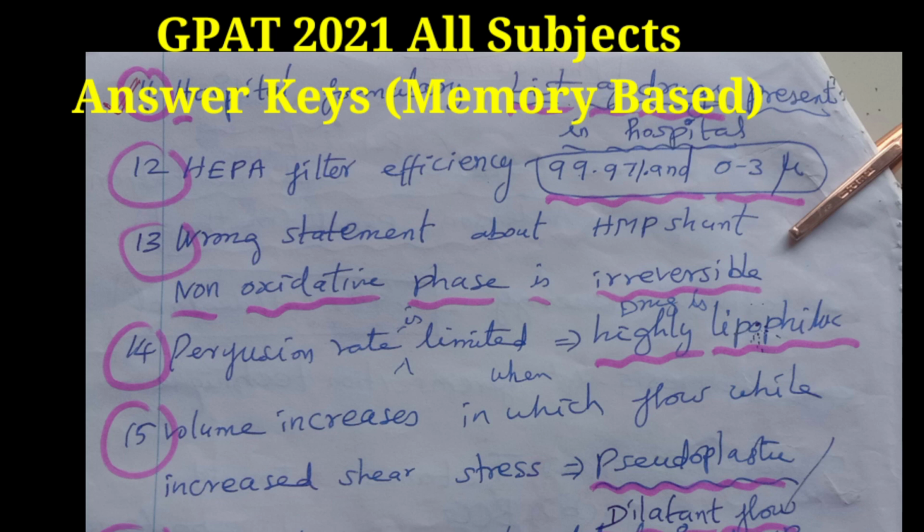Then the efficiency of HEPA filter, that is 99.97% and 0.3 micron. Next, wrong statement about HMP shunt, that is non-oxidative phase is irreversible. That is the wrong statement about HMP shunt. Then perfusion rate is limited when highly lipophilic. Next question, viscosity increases in which flow while increased shear stress, that is called as two answers, that is the guessing, pseudoplastic as well as dilatant flow.